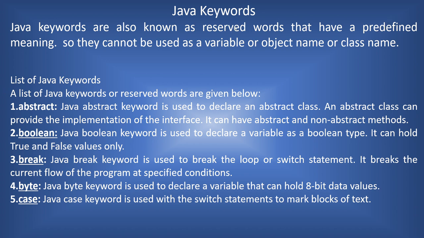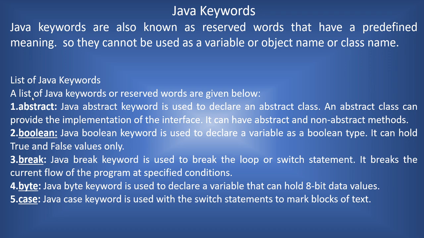Then comes the Java keywords. Java keywords are also known as reserved words that have a predefined meaning, so they cannot be used as a variable name, object name, or class name. For example, main, static, public, break, byte, case are all keywords or reserved words with a predefined meaning. So we cannot use these words as the name of a variable, class, method, or object in Java. Some of the keywords used in Java are abstract, boolean, break, byte, case.